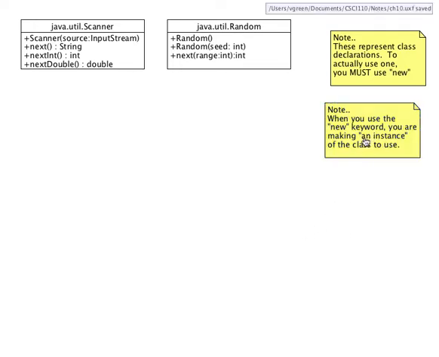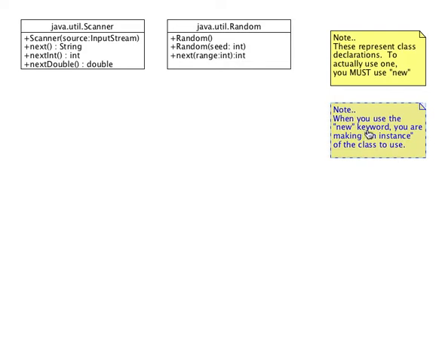The reason I'm making sure to put instance in there, and an instance is another name for a copy, is that you're making an actual copy of this class that you get to use now. Your own personal copy of the Random class, your own personal copy of the Scanner class. They're just called instances in Java.